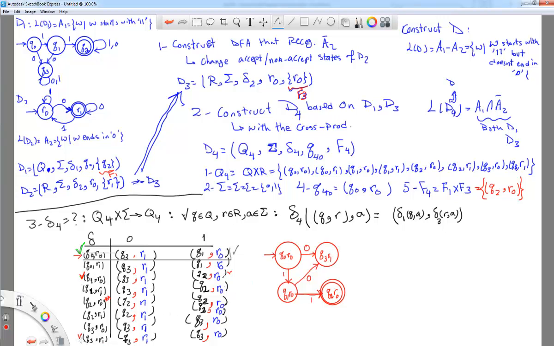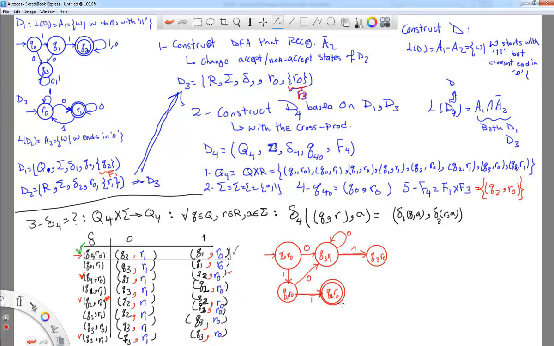Q sub 3 R sub 1 is the last one here. So with a 0, it's going to stay in itself. And with a 1, it's going to go to Q sub 3 R sub 0. So then with a 1 transition, we're going to transition into Q sub 3 R sub 0. Then, so that's done. Then let's go to Q sub 2 R sub 0, this state, and see what its transitions do.